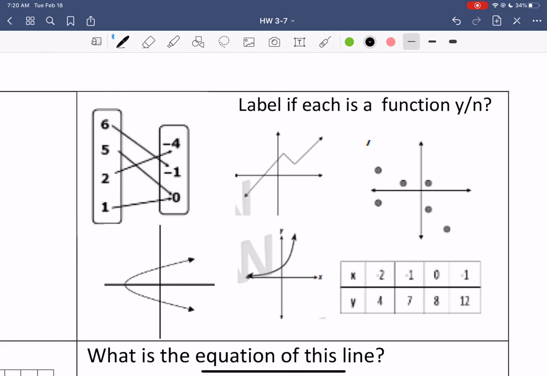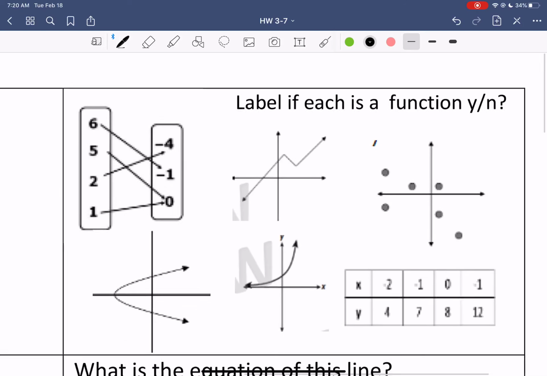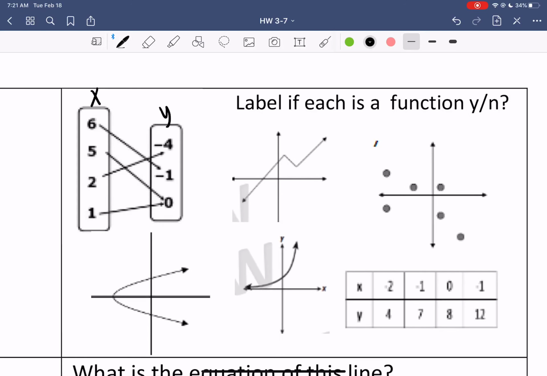This says to label if each is a function, yes or no. So things that we want to consider are inputs and outputs, if these are x values and y values, or inputs and outputs. Every input can only match one output. So we have 5 going to 0, 2 going to 4, and 1 going to 0. So that one is okay.